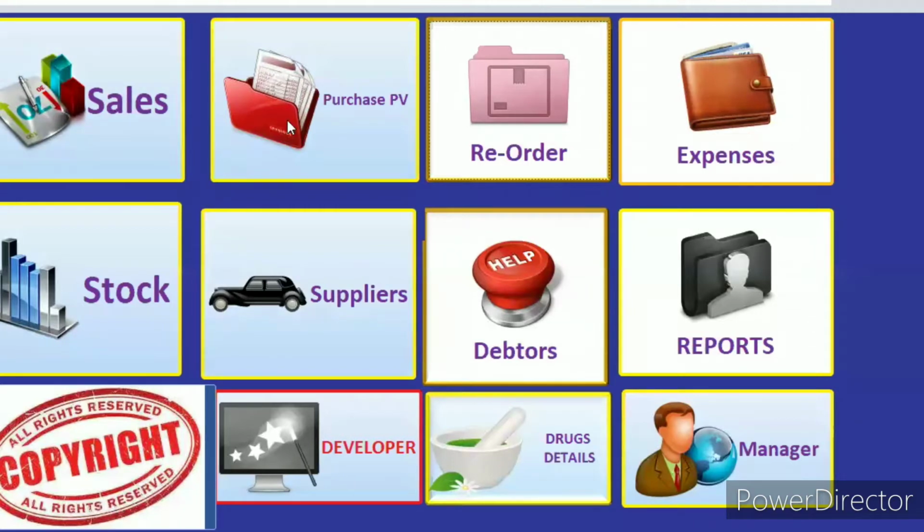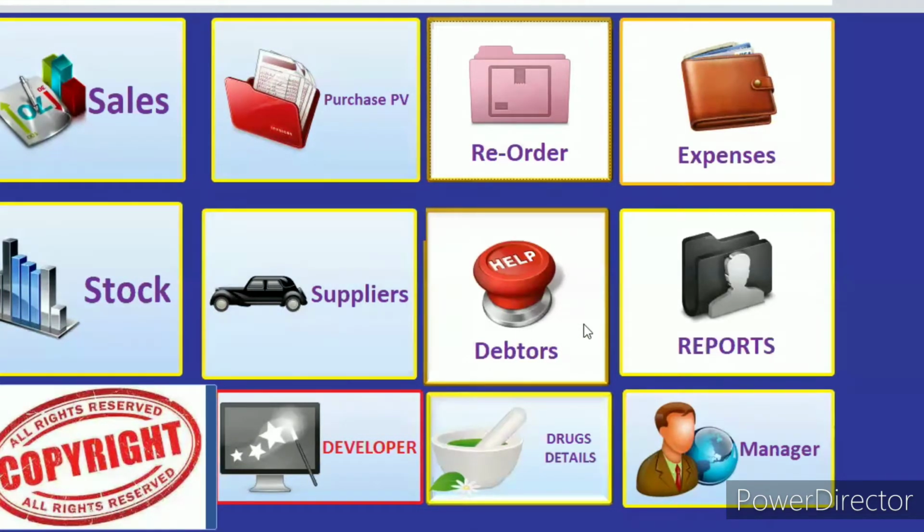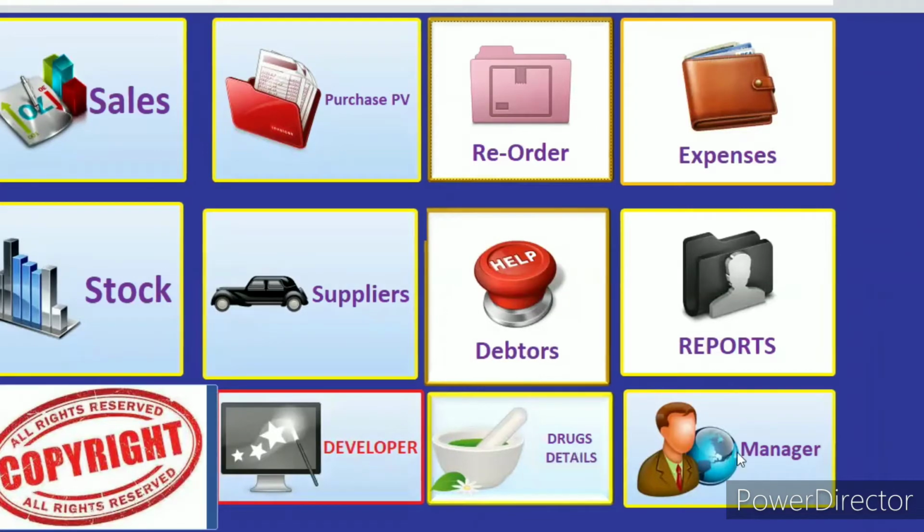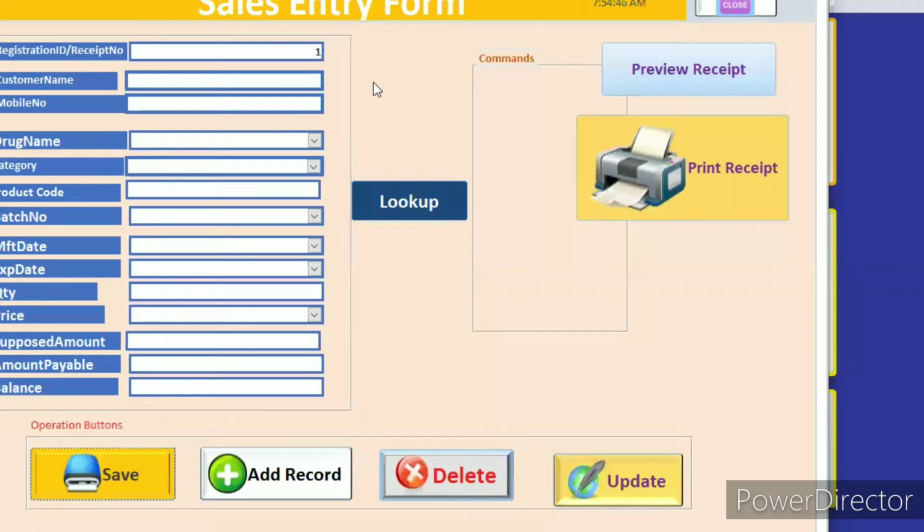Here is the sales. Next is the purchase. This aspect is reorder. This aspect is expenses, stock, suppliers, debtors, reports, and then copyright. This aspect is developer, the number of drug stores or drug details. This aspect is also the manager. Now, if I go to sales and click on sales, a form will open for me to start a transaction.